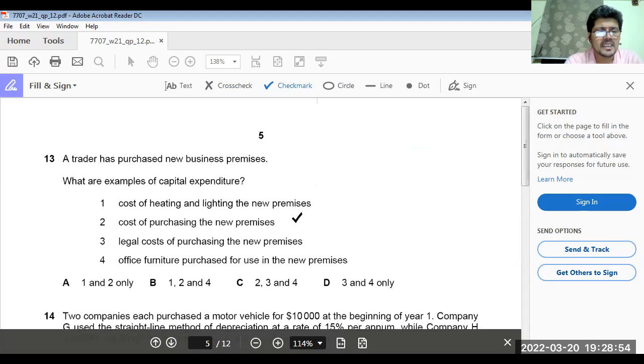Now come to 13. A trader has purchased a new business premises. What are the examples of capital expenditures? Capital expenditures are incurred once. Don't forget that. Okay. Cost of heating and lighting new premises? No. Heating and lighting is a revenue expenditure, you have to pay again and again, at least 12 times in a year. Cost of purchasing new premises? Yes. Legal cost of purchasing the new premises? Yes. Office furniture purchased for the use of new premises? Yes. 2, 3, and 4. So C option is going to be the answer.